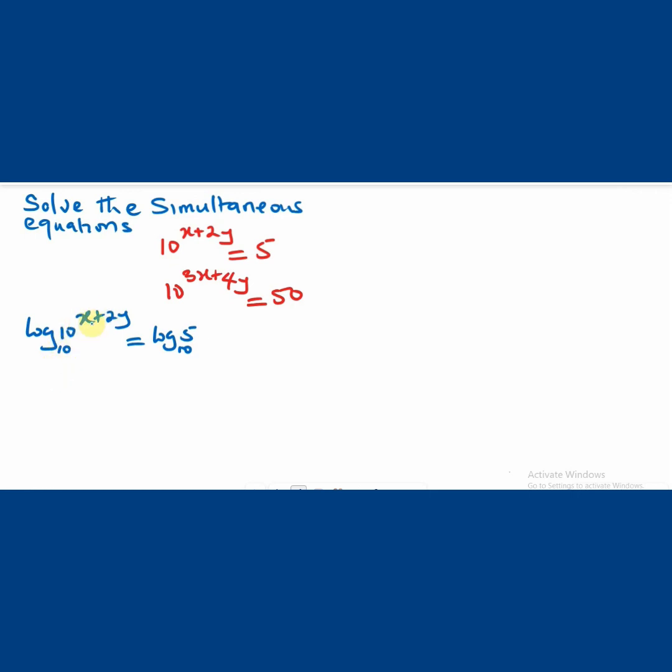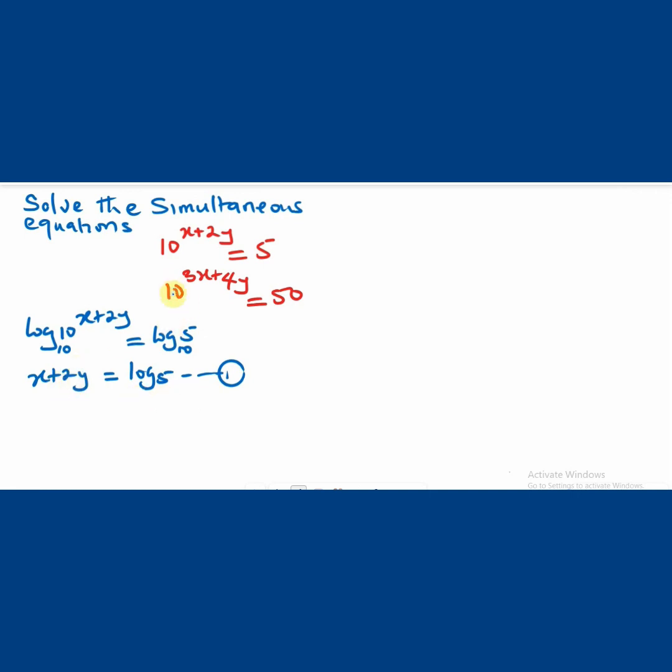So this is going to be x plus 2y. Remember, if you apply power law, this will cross over to this side. Log 10 is 1. 1 times this is x plus 2y is equal to log 5. I'll call this equation 1. So this is how I'm going to do it in order to solve simultaneously.